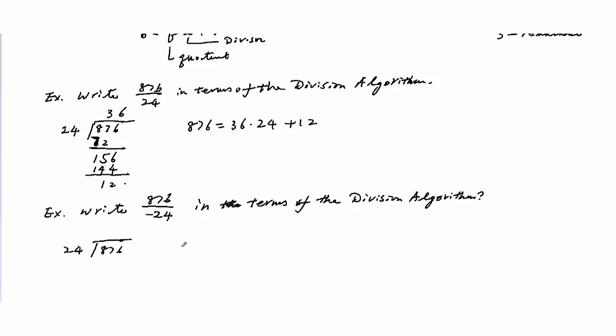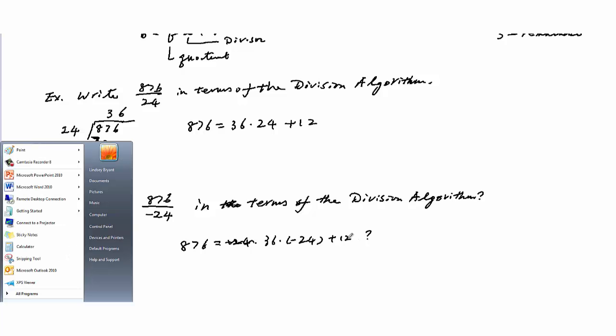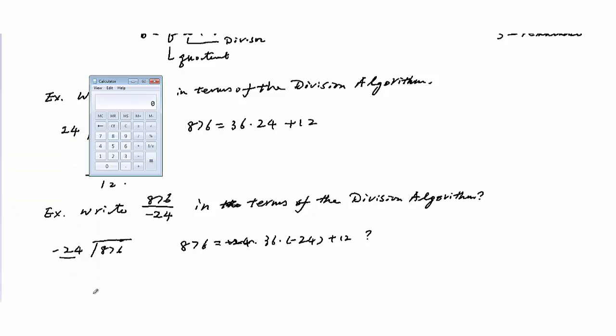Then what you do? So 876 is negative 24 times the quotient, which is 36. So the remainder is 12, plus 12. Is this correct? Let's pick up a calculator and see if this is correct. So we take 36 times negative 24. Let me put 24, and then you get it here, but then this is negative, so you put negative there.